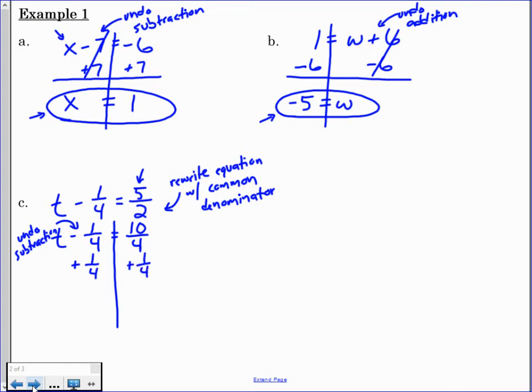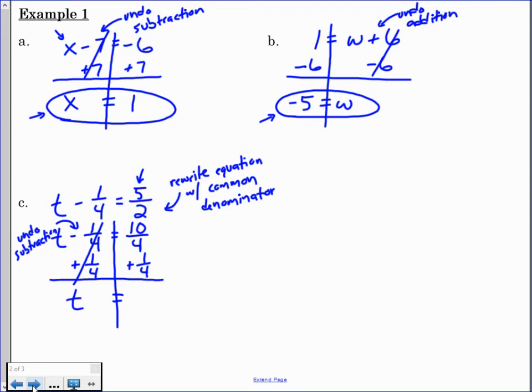Add 1/4 to both sides. That's going to cancel out the minus 1/4. It's going to give me my variable by itself. So remember, that's the goal, is to get the variable by itself. Got to undo everything being done to the variable. So my final answer will be whatever 10/4 plus 1/4 is.